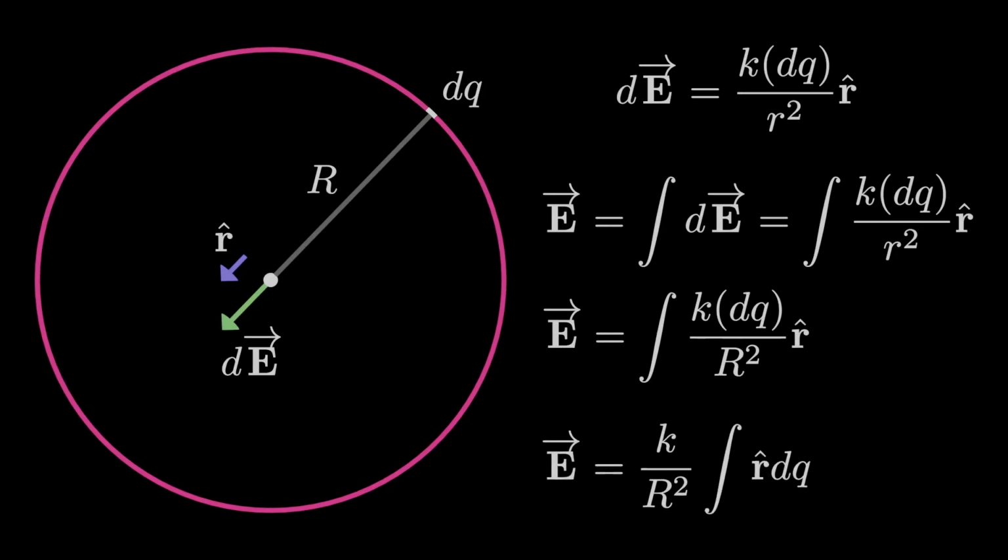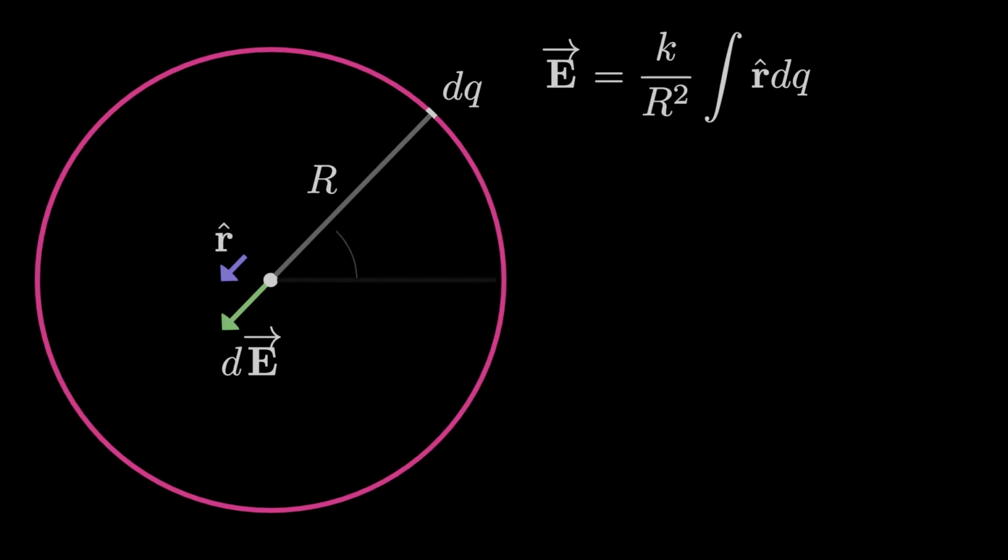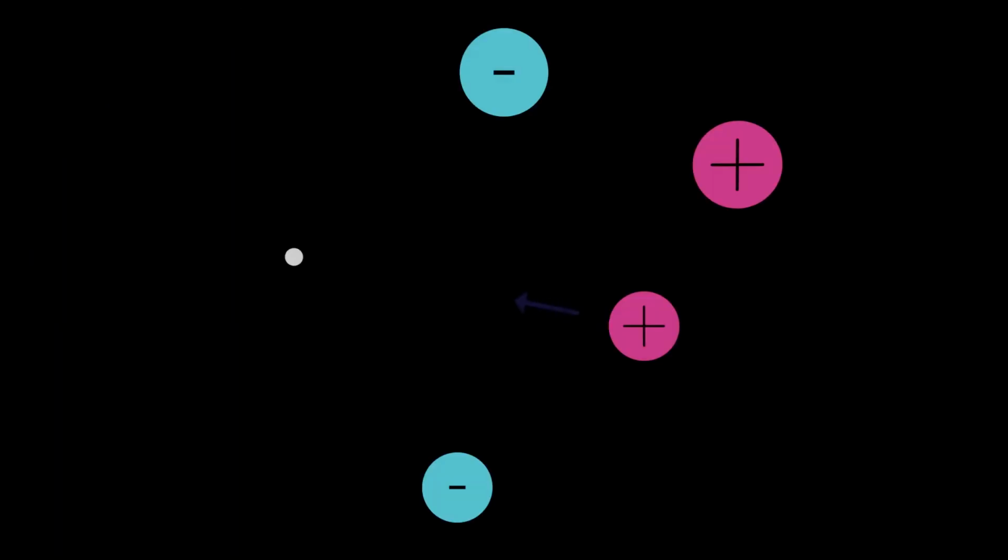K and capital R don't change with dq, but r hat sure does, so we can't exactly pull it out of the integral just yet. It's not constant. To simplify further, we can't really do much with dq yet either, but we can try to think of what r hat might be in terms of some angle theta, for example. R hat is a unit vector that points away from the direction of dq if dq is positive, since the electric field points away from positive charges and towards negative charges.